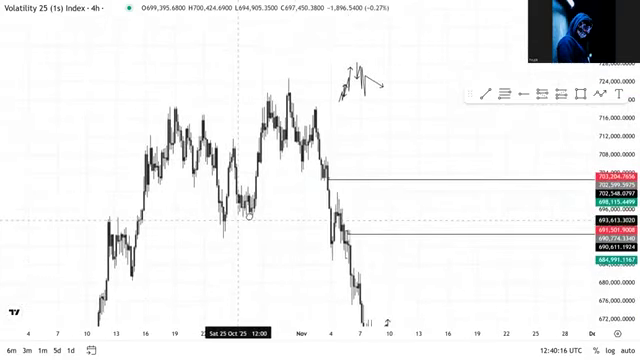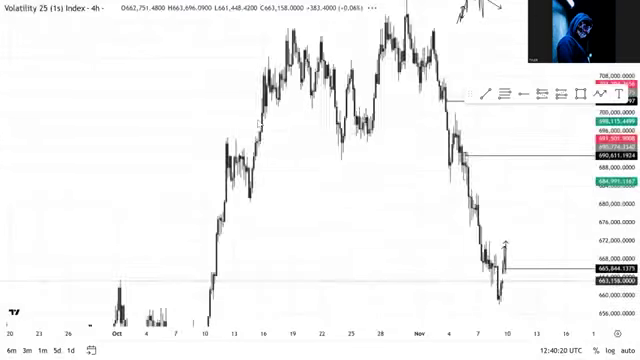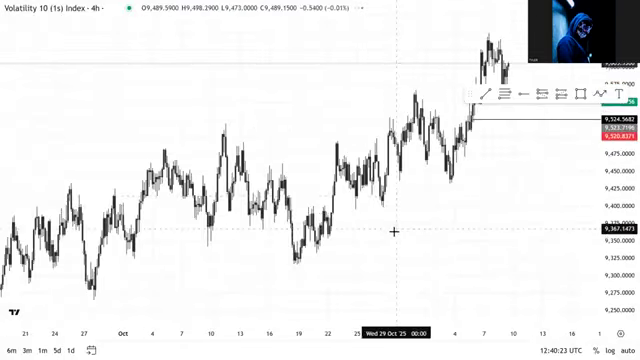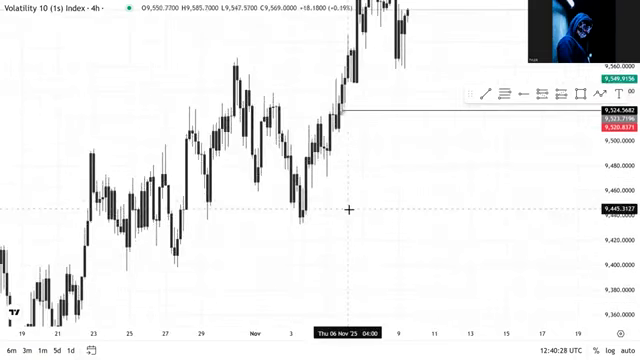Now, where is this? I think it was on V10S. I want everyone to pay attention. What you see right here is the 4-hour time frame.